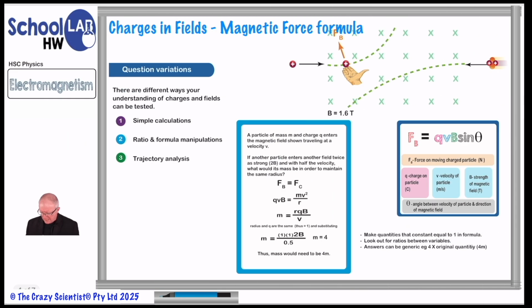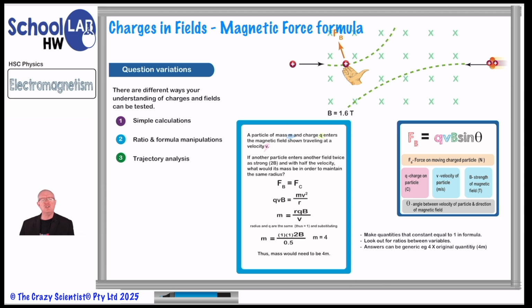All right, so here is another one here, and this question here is a little bit different. So let's read it out and see. It says a particle of mass m and charge q, right, enters the magnetic field shown traveling at velocity v. If another particle enters another field twice as strong, so 2B now, with half the velocity, what would the mass need to be in order to maintain the same radius?